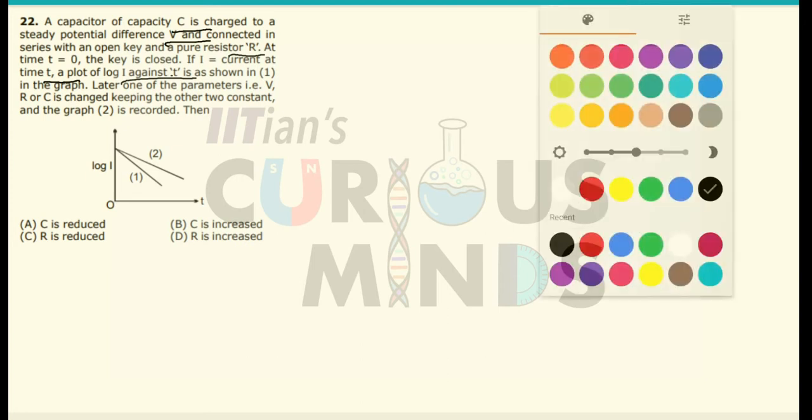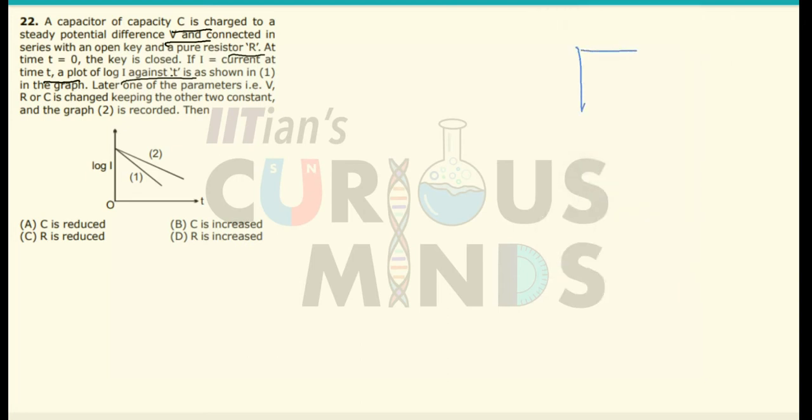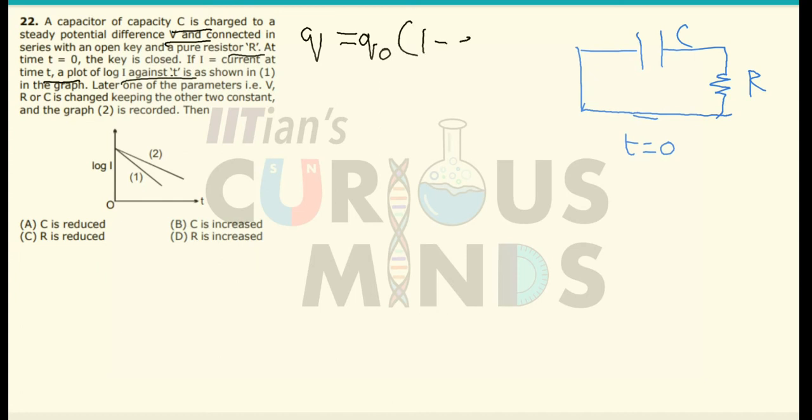First of all, let me draw this circuit diagram. There is a capacitor connected to a resistor in series, and there is a key which is just switched on at time t = 0. So this is C, this is R. Basically the capacitor is getting charged, and the charge on the capacitor will follow the law Q = Q0(1 - e^(-t/RC)).